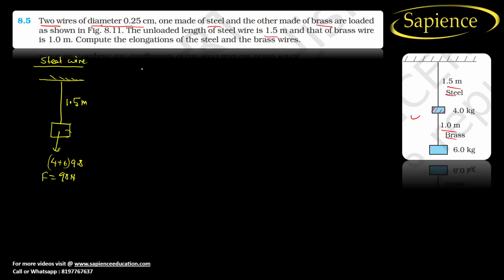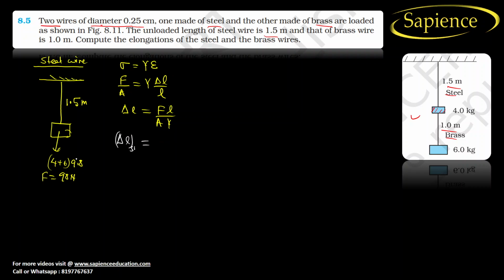As we know, stress is equal to Young modulus of elasticity into strain. So here stress is equal to force by area, and this is equal to Young modulus of elasticity into change in length by original length. Now we need to compute the change in length, that is delta L. So delta L is equal to FL by A into Young modulus of elasticity. Now we need to put in the values of each and everything. So I want the change in length for the steel wire.